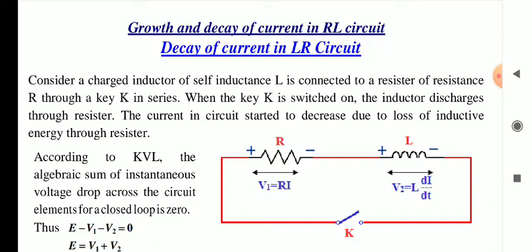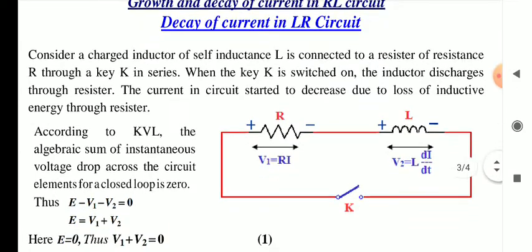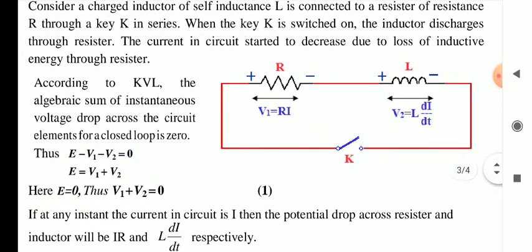When you press the tap key K, what happens? The current stored in the inductor discharges through R when you close the tap key K. The current in the circuit starts to decrease due to loss of inductive energy through the resistor.